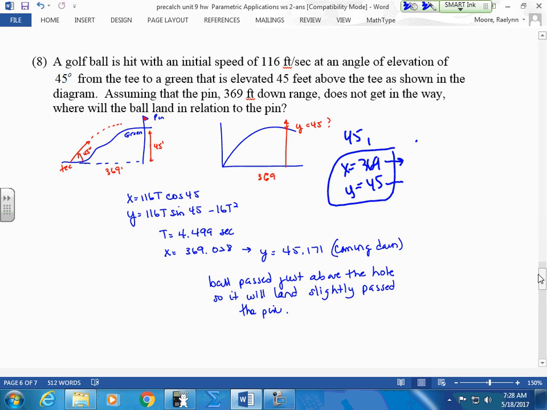When you look at this, your hill goes like this, doesn't it? And it comes back down. So this is where your pin is at 45. If you're here at 45.17, you just passed it. You just went over it. If you were 44.999, you were just in front of it. It has to be exactly there to get a hole in one. And you know how hard it must be to get a hole in one.